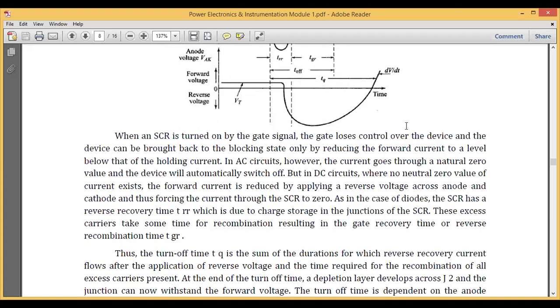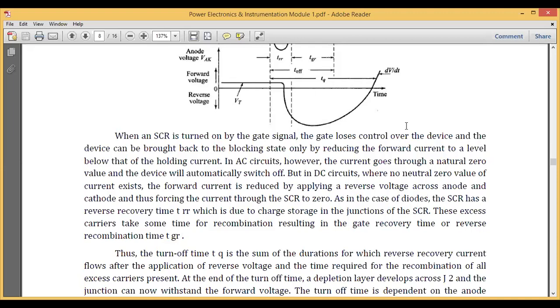Therefore, if you want to turn off your SCR and make the current 0 in a DC circuit, what we can do is apply a reverse voltage across the anode and cathode. It is just like applying the reverse voltage in reverse bias. We know the concept of reverse bias.